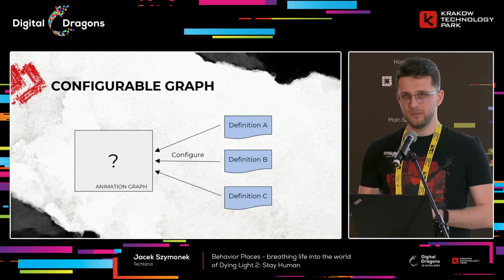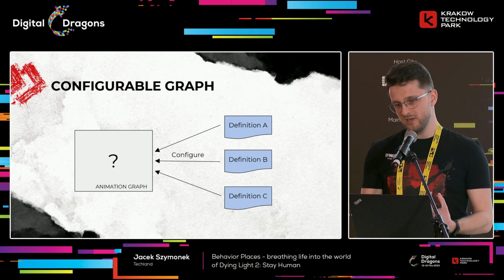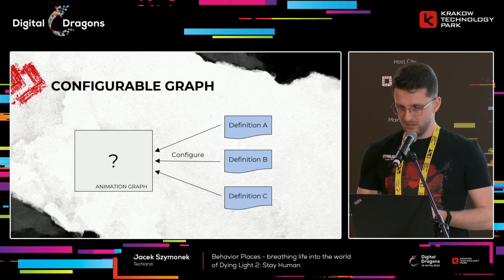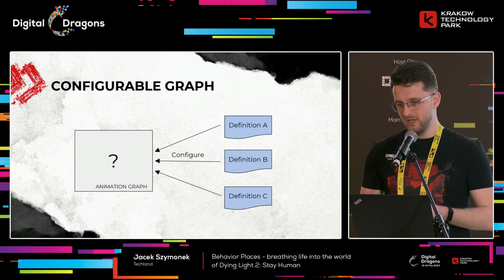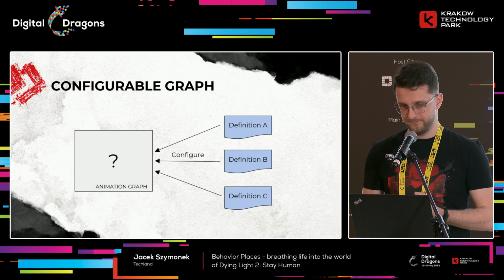Because we wanted to support hundreds of behaviors, we decided to separate the graph structure from the animations. So instead of having many almost identical graphs, we tried to collapse them into one highly configurable graph. We were able to do that because our animation system lets us inject the animations into the states dynamically. And the animations used in a particular place are set in the definition asset by the animators.